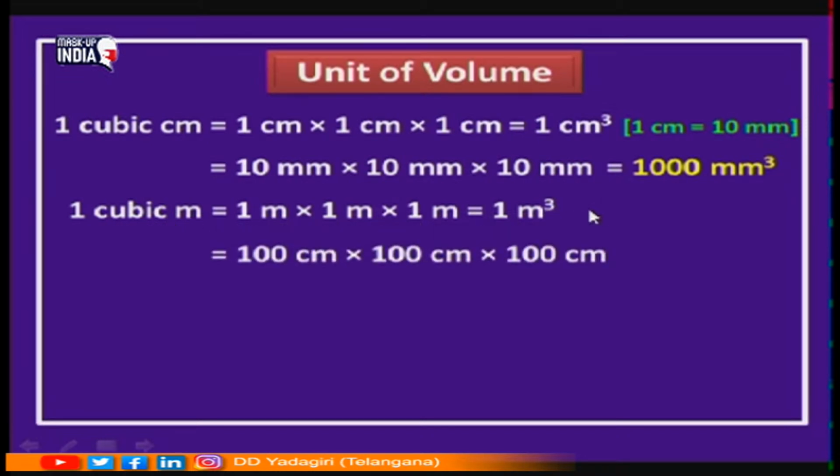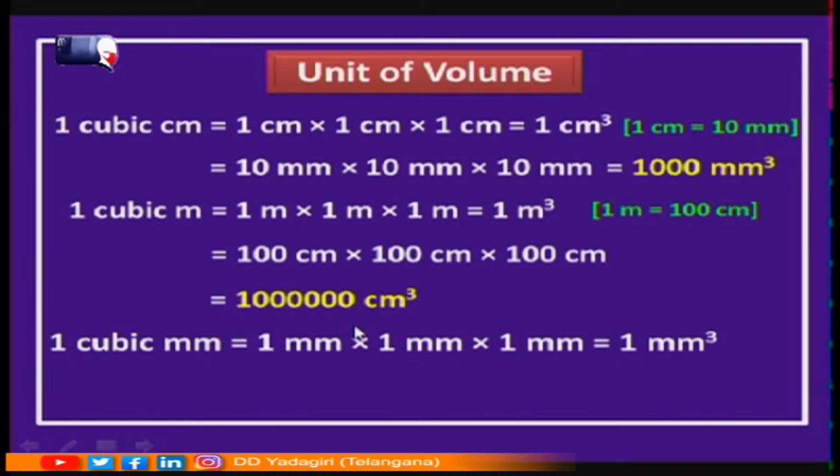Now, I am writing this as 100 centimeters into 100 centimeters into 100 centimeters. Why, children? Yes, because 1 meter is 100 centimeters. Now, let us multiply these 3. 100 into 100, how much do you get, children? 10,000. Now, 10,000 into 100, you are going to get 10 lakh centimeter cube. That means 1 cubic meter is 10 lakh centimeter cube.